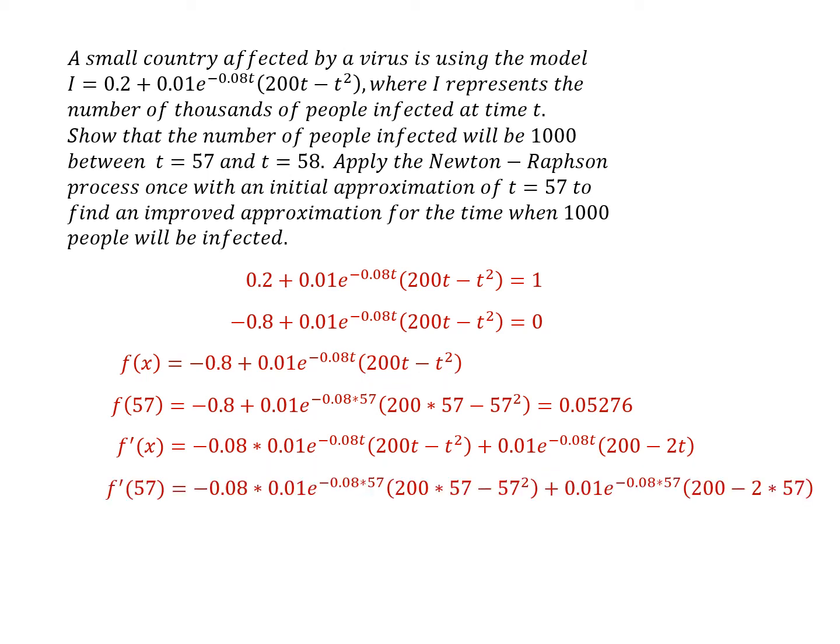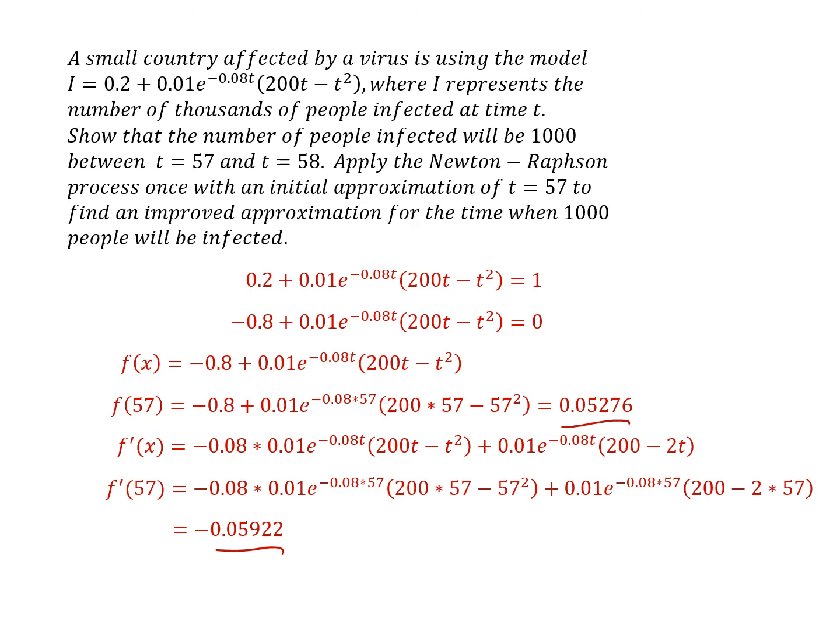We don't need to simplify that, but we do need to evaluate that at x equals 57. So f dashed of 57 is this horrible thing, which is that number there. So not actually that different to the number here, apart from the fact that it's negative, of course.